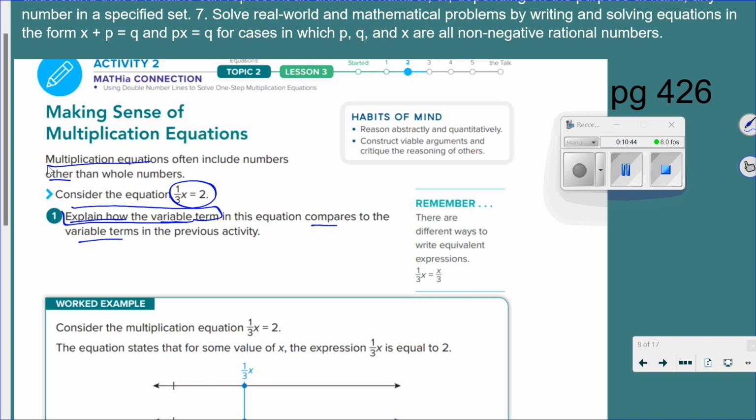Guys, right now, can anybody explain to me using proper math terminology what is different? Explain how the variable term in the equation compares to the variable term in the previous activity. We did multiplication property of equality and division property of equality. Okay, but how is this one different? What's different here? Where's addition and subtraction?